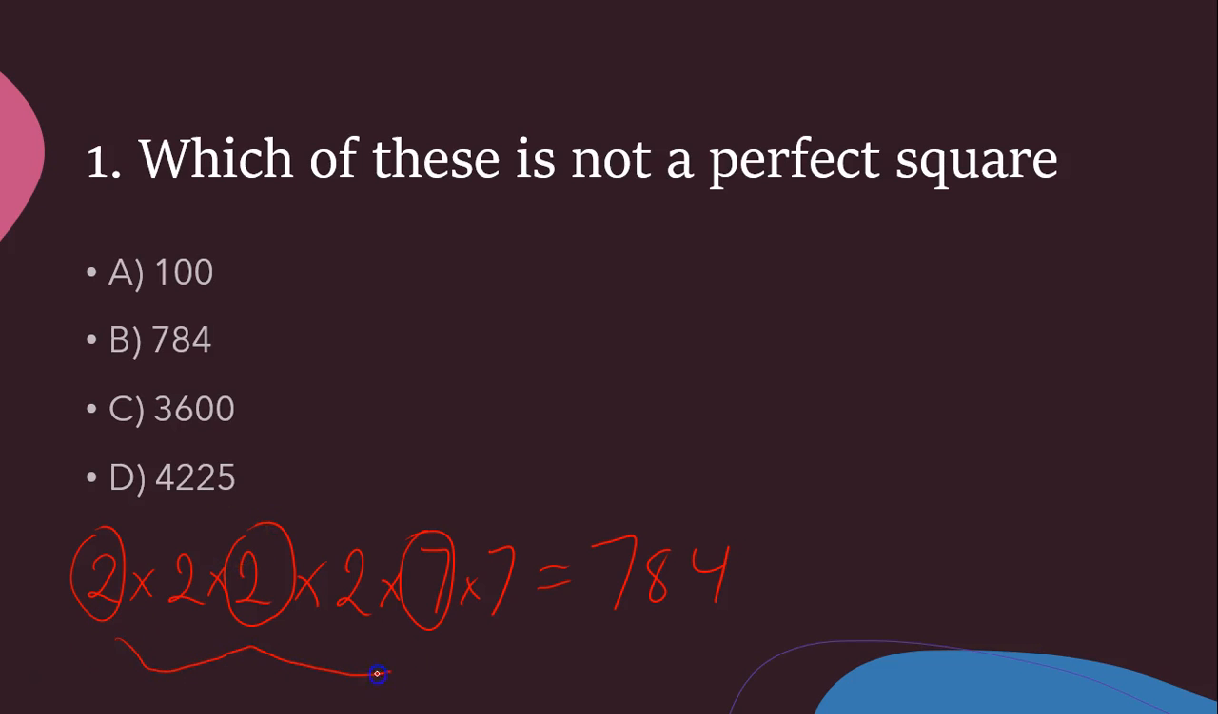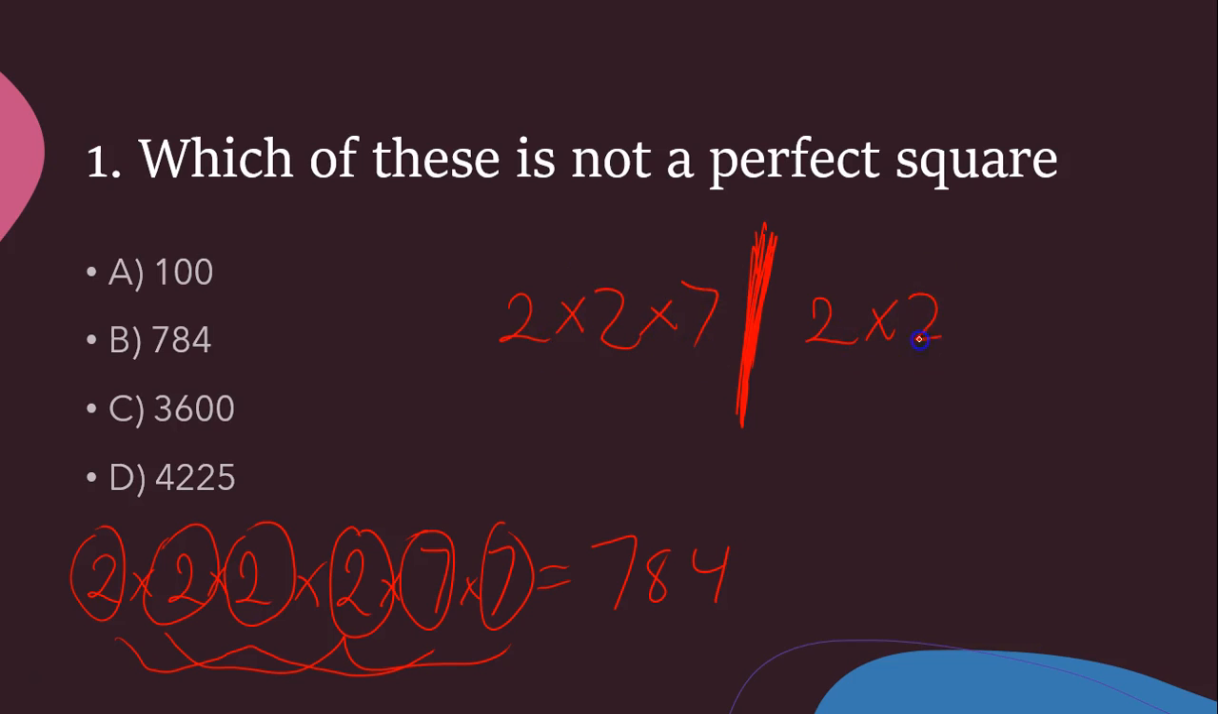2 times 2 times 2 times 7. That's 2 2s and 1 7. And then here we can do the same: 2, 2, 7. So we've got on one side, I'll just pretend this is a side, 2 times 2 times 7. The other side we've got 2 times 2 times 7.